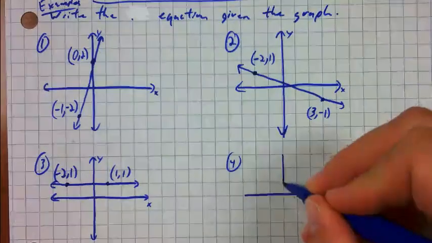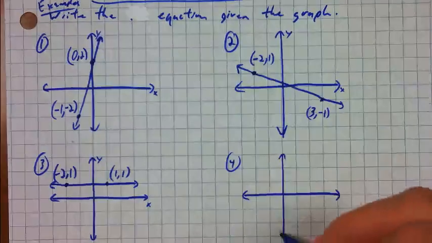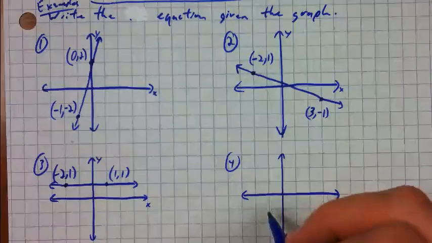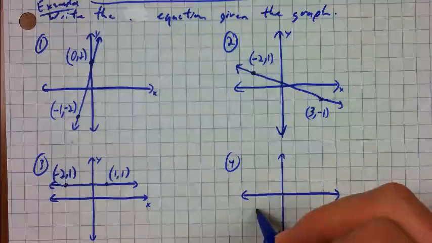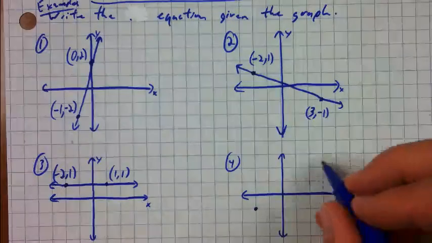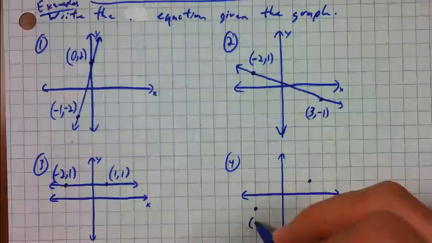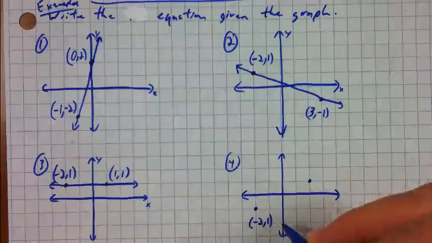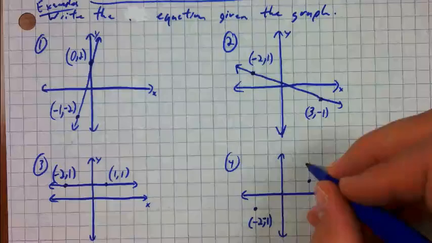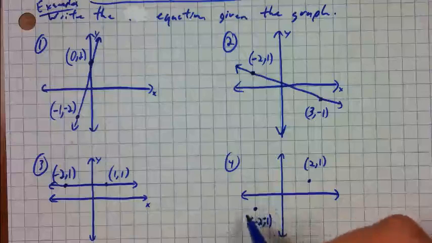We're going to do a total of 6 graphs here, okay? We've got to look at different types of examples, so sorry. I'm going to have a point here at negative 2, negative 1, and we're going to have a point at 2, positive 1.